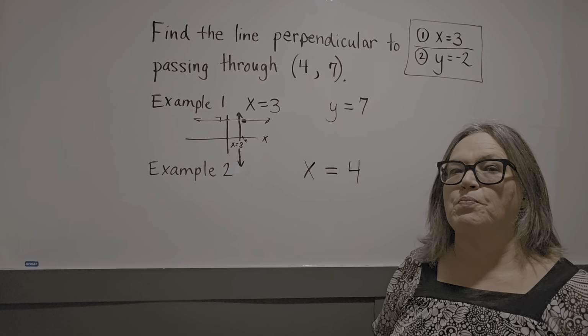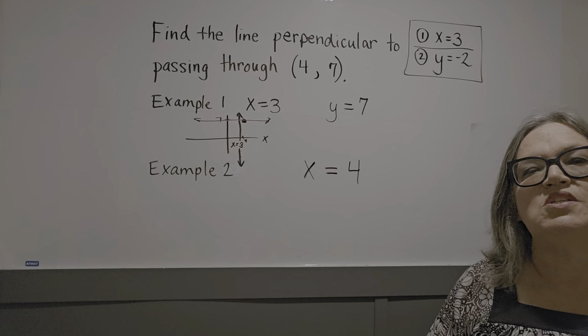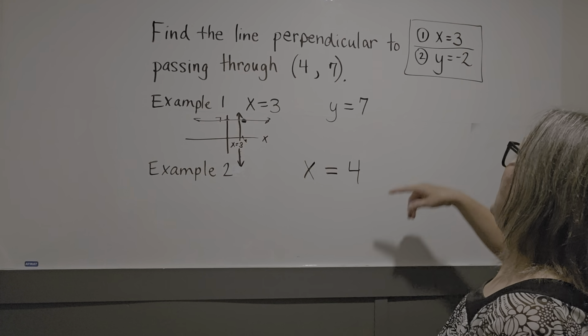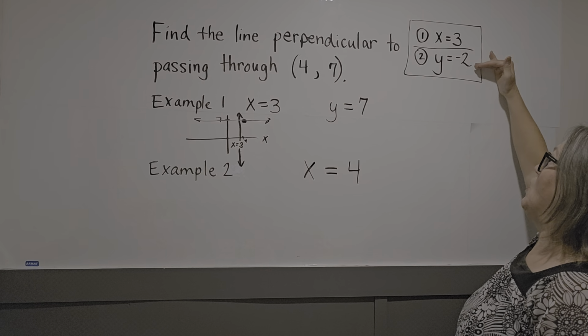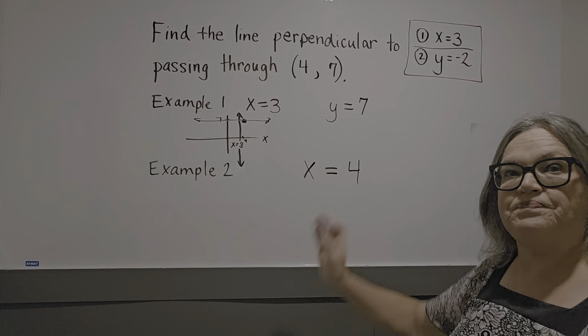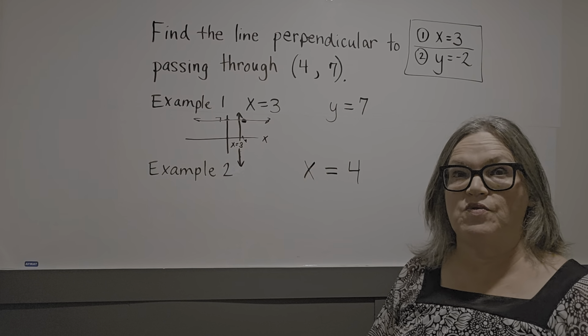So when you're looking for perpendicular lines to horizontal or vertical lines, you just take the opposite. So if you're looking for a perpendicular to a vertical, it's going to be a horizontal, and vice versa. And then you just take either the x or y value respectively.